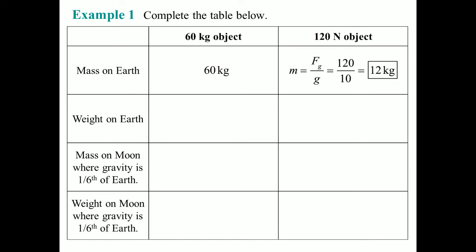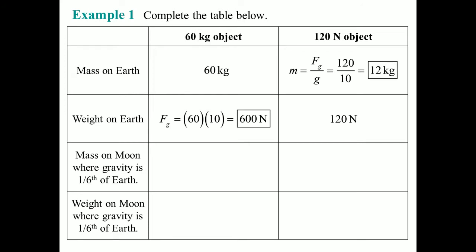Let's look at the weight. What is the weight of the object? So what do we do with the 60 kilograms? Well, we multiply by the gravitational 10. So 60 times 10 is 600 newtons. So we would say this object has a weight force of 600 newtons. What about the weight of the 100 Newton object? It's 100 newtons. Newtons is already the weight of the object.